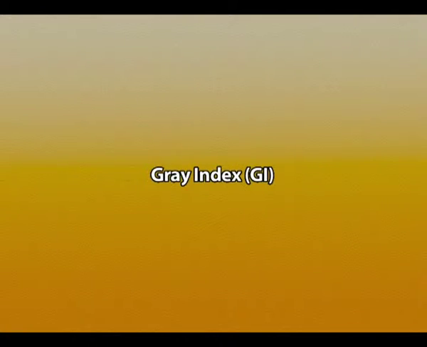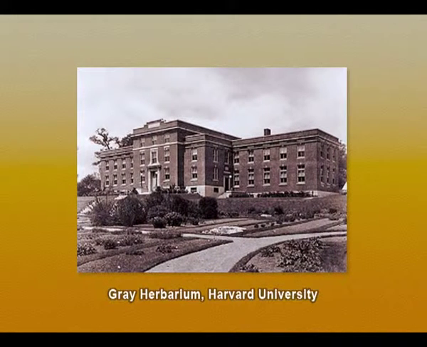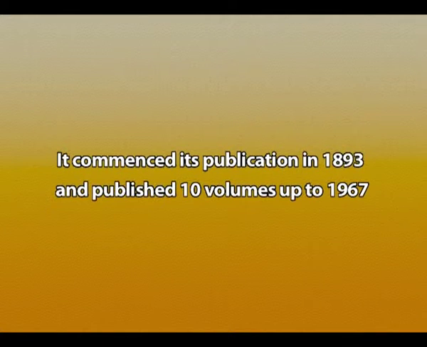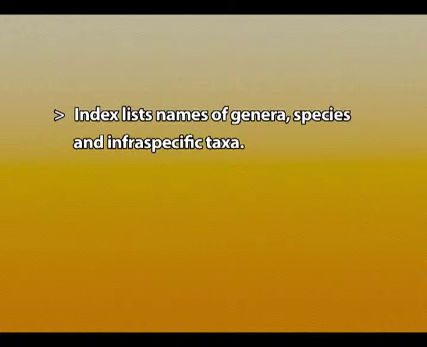After Index Kewensis, the most famous index is Gray Index. The Gray Index was compiled at the Gray Herbarium, Harvard University, and it lists all new names and new combinations of names of the vascular plants from the New World. It commenced its publication in the year 1893 and published 10 volumes up to 1967. A 2-volume supplement covering the literature from 1967 to 1977 was published by Hall in the year 1978. The Gray Index lists names of genera, species, and infraspecific taxa.